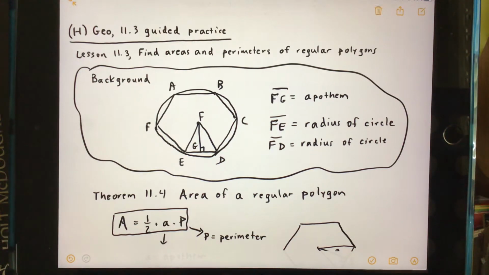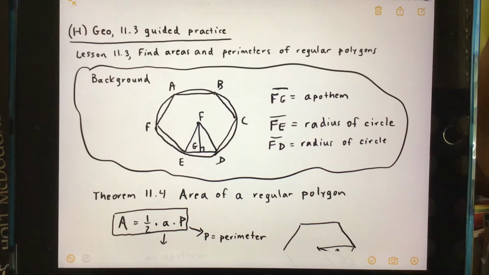Hello, geometry classes. We are going to work today on finding areas and perimeters of regular polygons. So we're going to introduce a new vocabulary term for a circle. So we have some background here. Notice it's in a thinking bubble. So that means you do not have to copy it onto your paper unless you would like to.